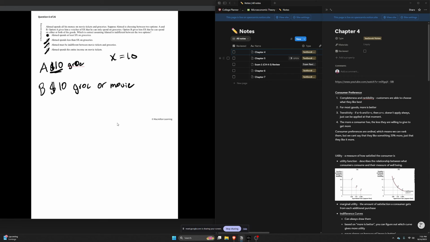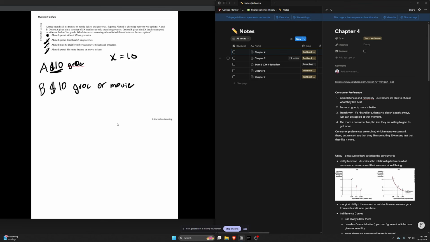Option B gives him X dollars that he can spend on either or both of the goods, which is correct in assuming Ahmed is indifferent between the two options. Okay. So we're looking for basically what makes sense, right? So I'm going to start from the bottom up. This one's more of a process of elimination one, but since the correct answer is at the top, I'm going to eliminate the other ones first.